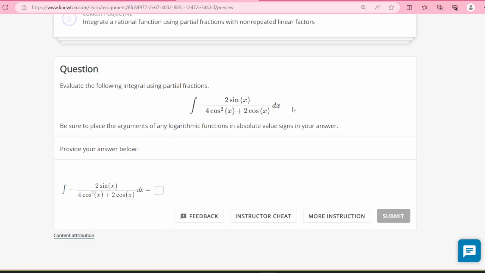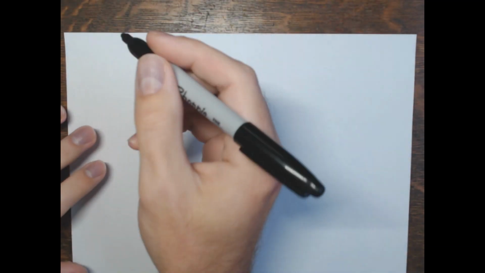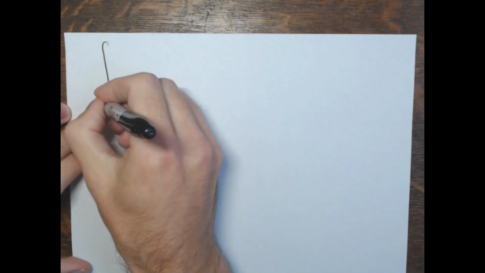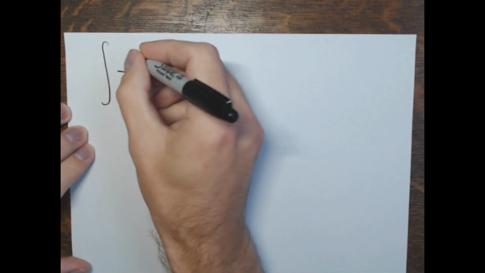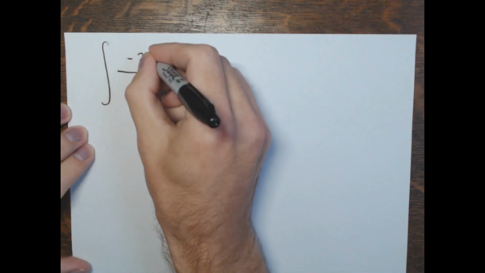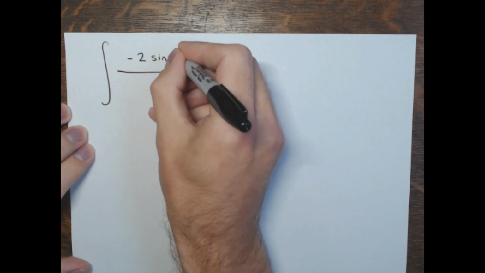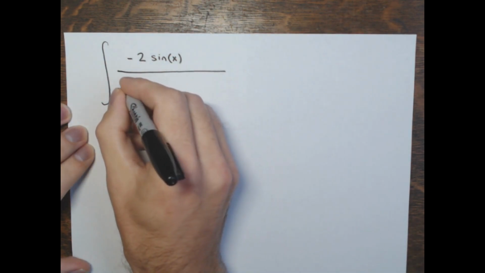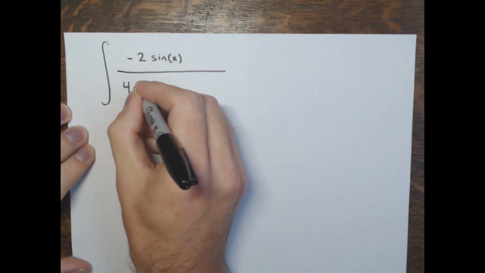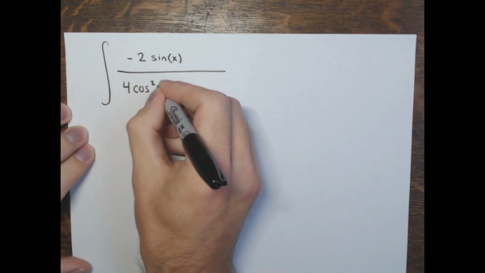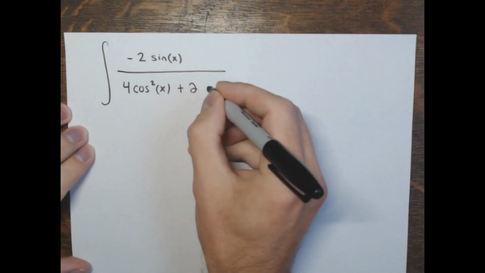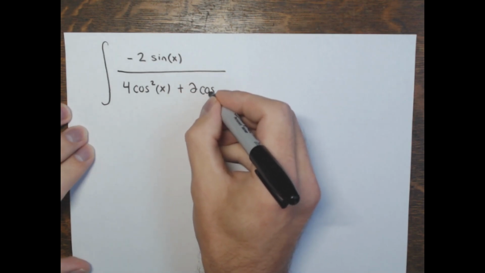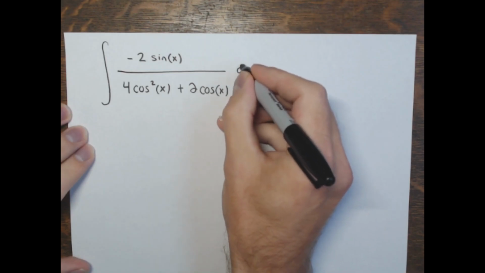All right, so let me write this up. So we've got the integral of, they have the minus sign out front here, I'm just going to put it in the numerator, -2 times the sine of x in the numerator, divided by 4 times cosine squared x, plus 2 times cosine x, and then your dx over here.